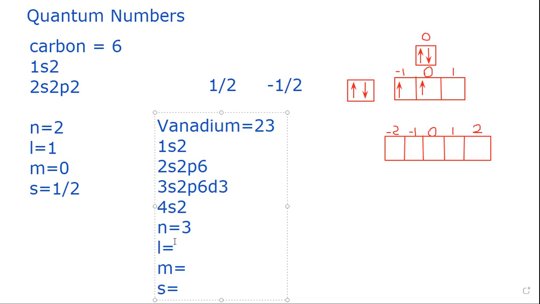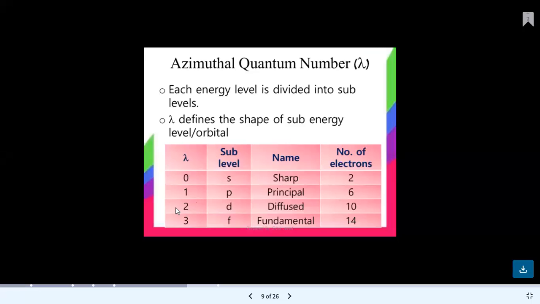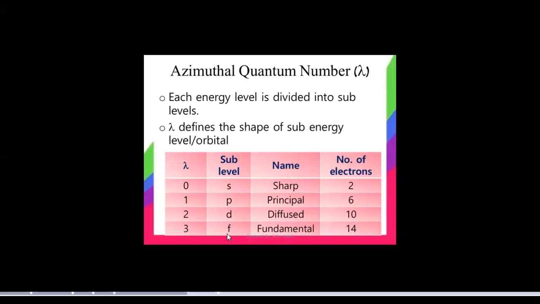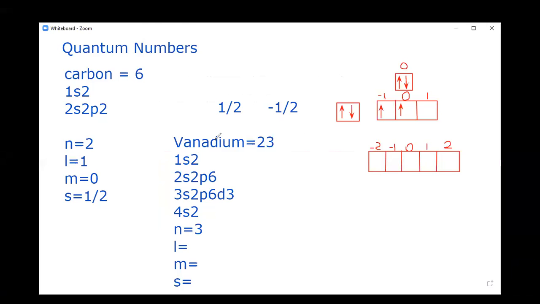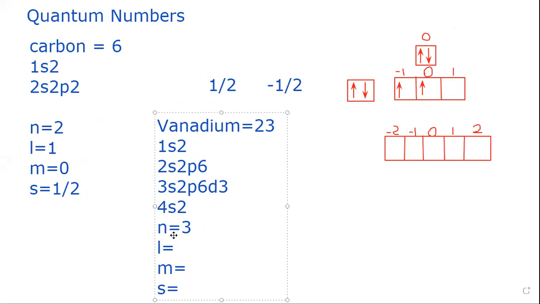l refers to the sub-level. What is the sub-level where you place the last electron here? In which sub-level do you place the last electron? s, p, or d? We know that we are here, in d. And what number is associated to d? d is 2. So whenever it ends in d, the l, the azimuthal quantum number, is going to be 2. So that means l equals 2.